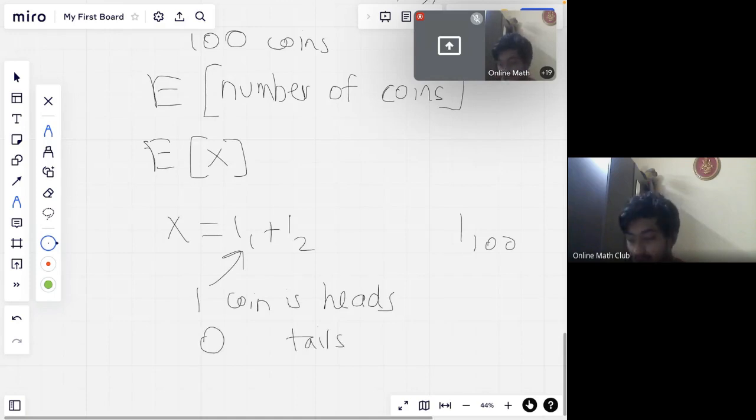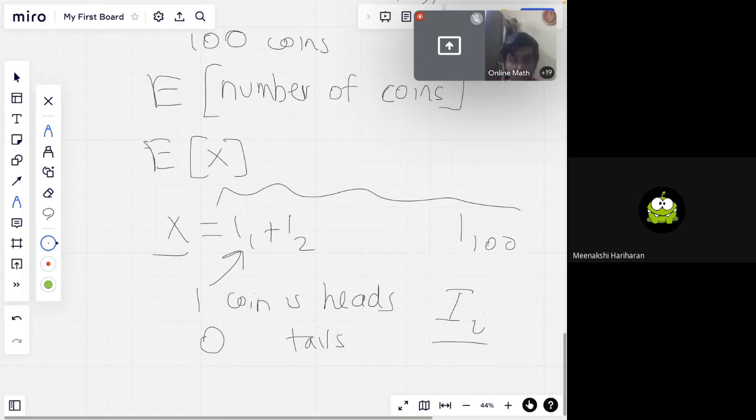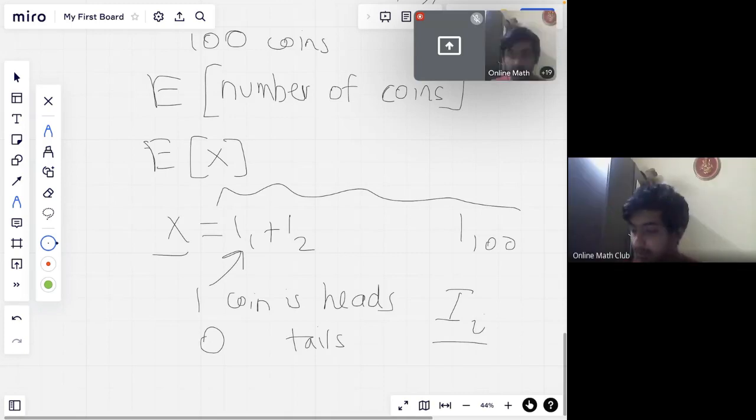Can you see why this X is defined like that? It's basically the number of heads. If all 100 coins are heads, then all of them are going to be 1, 1, 1, 1, 1. These are called indicator variables, so they're going to be 1 or 0. X is the sum of I1, I2, all the way up to I100, because each of these is 1 if the coin is heads and 0 if it's tails. If the first 50 coins are heads, the first 50 variables are going to be 1 and the rest 0, so X ends up being 50.